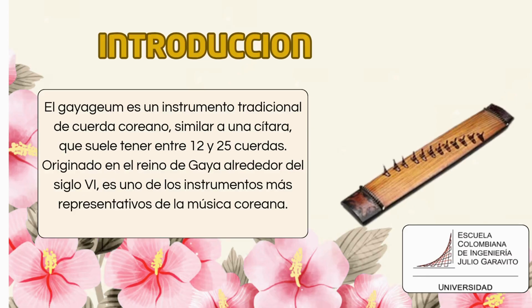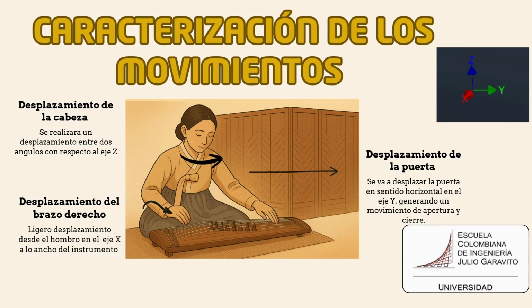Introduction. The gayageum is a traditional Korean string instrument, similar to a zither, which typically has between 12 and 25 strings. Originating from the kingdom of Gaya around the 6th century, it is one of the most iconic instruments in Korean music. The characterization of the movements.